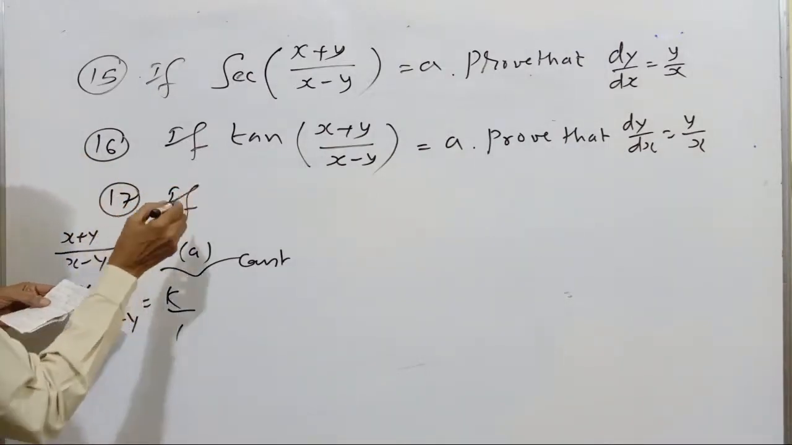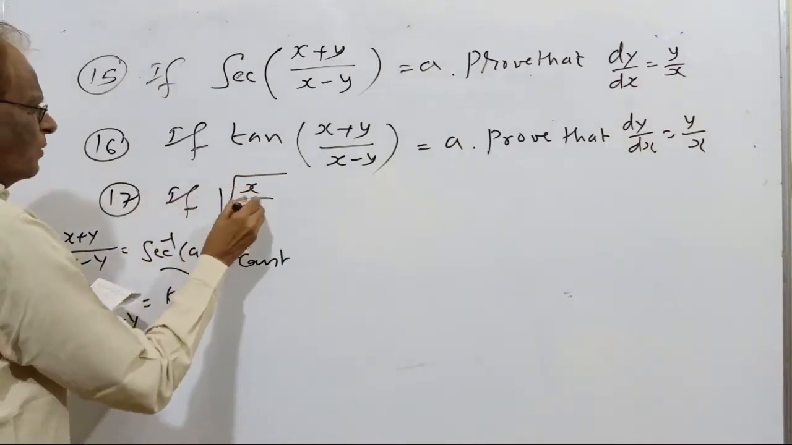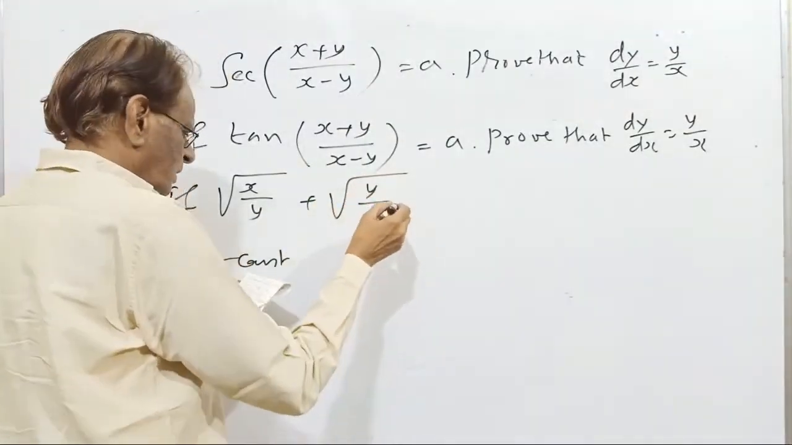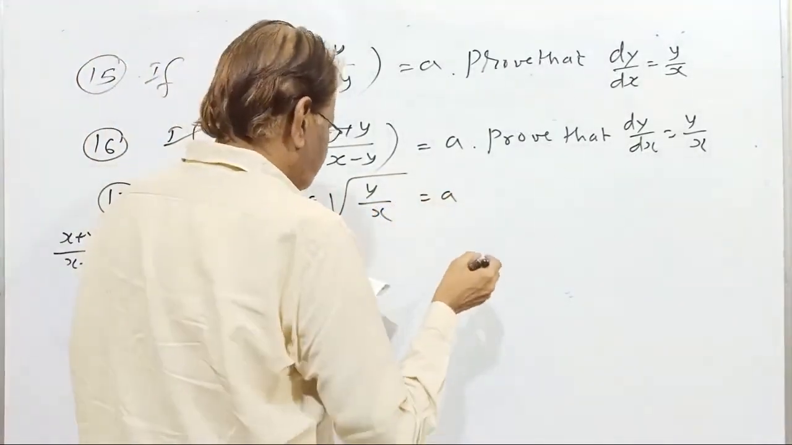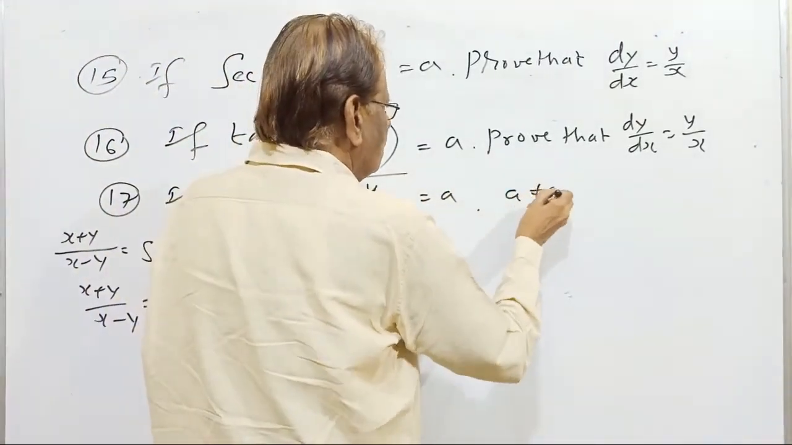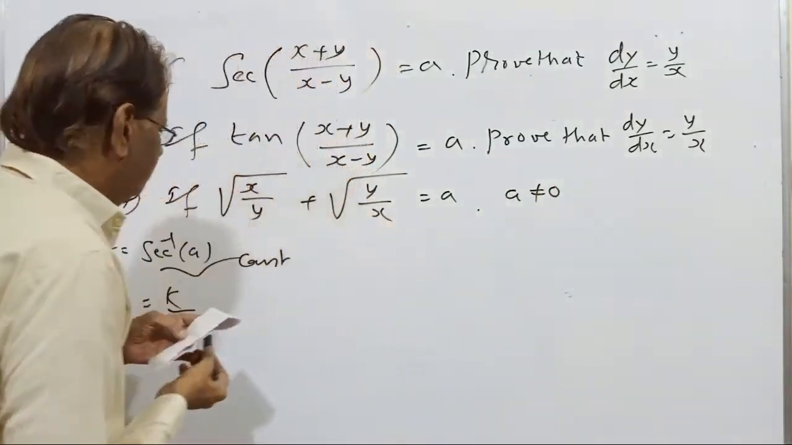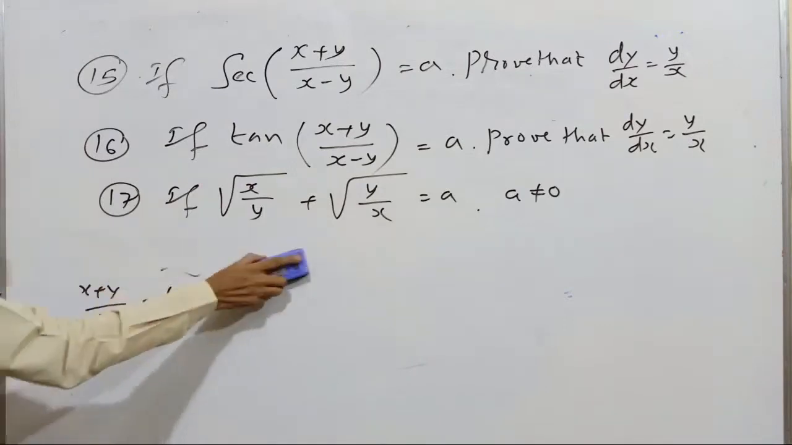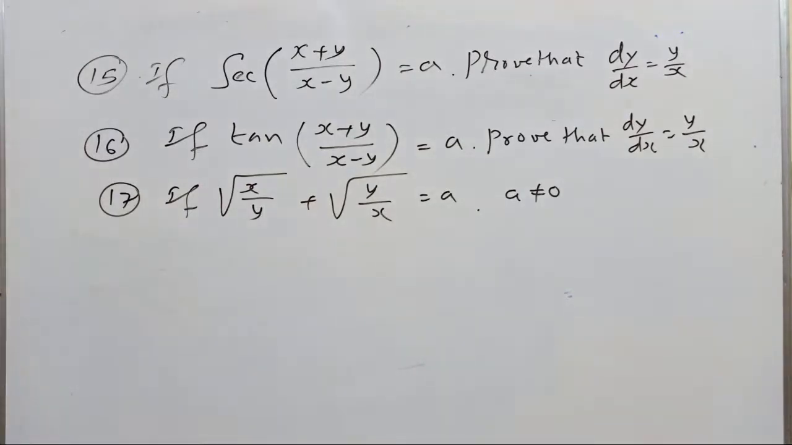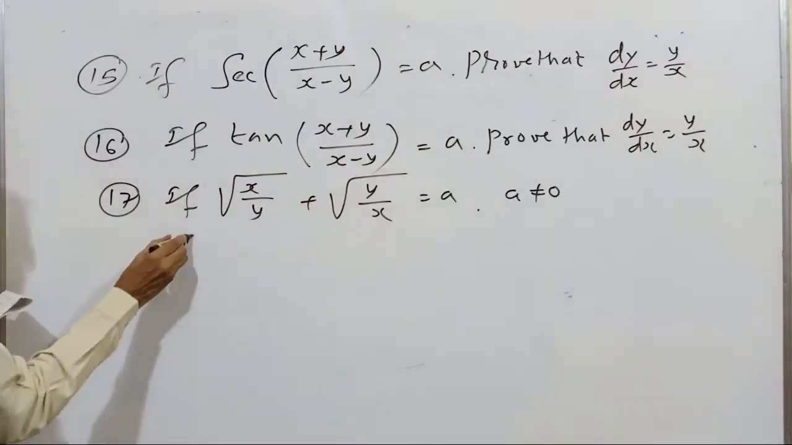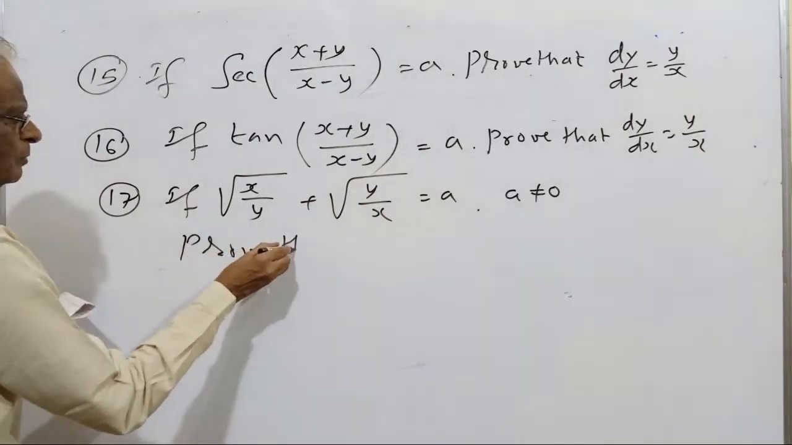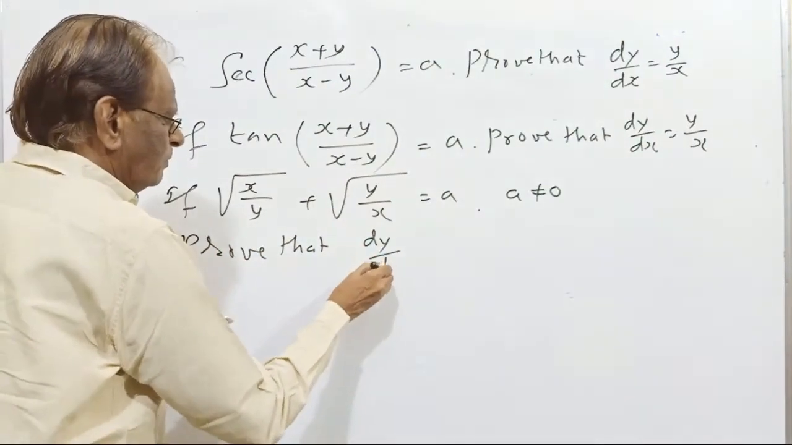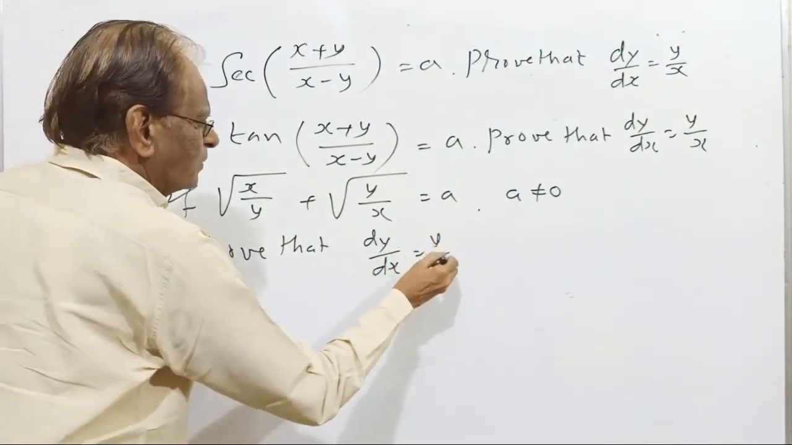If root of x by y plus root of y by x equal to a, where a is not equal to 0, prove that dy by dx equal to the same answer, y by x.